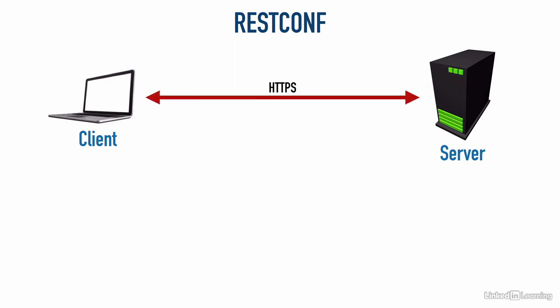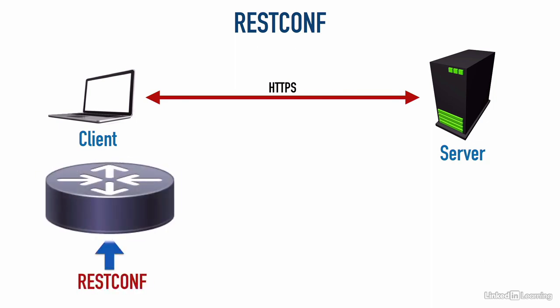If we're on a client, we've got our browser and we're securely connecting to a web server, we're using the HTTPS protocol. Well, that's the protocol that Restconf is going to use. And when we're sending information to that web server or pulling down information from that server, we're using HTTP verbs like post if we want to send information to the server, or get if we want to get information from the server. Well, we can do the same thing with Restconf. Restconf is a way for us to send and get information from a network device using HTTPS.